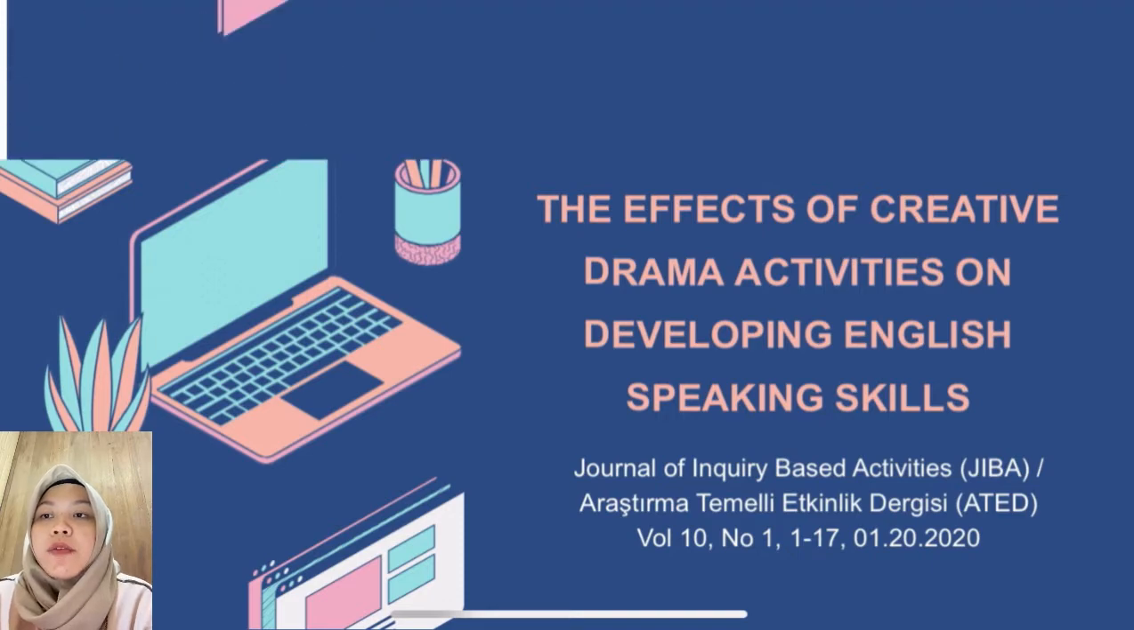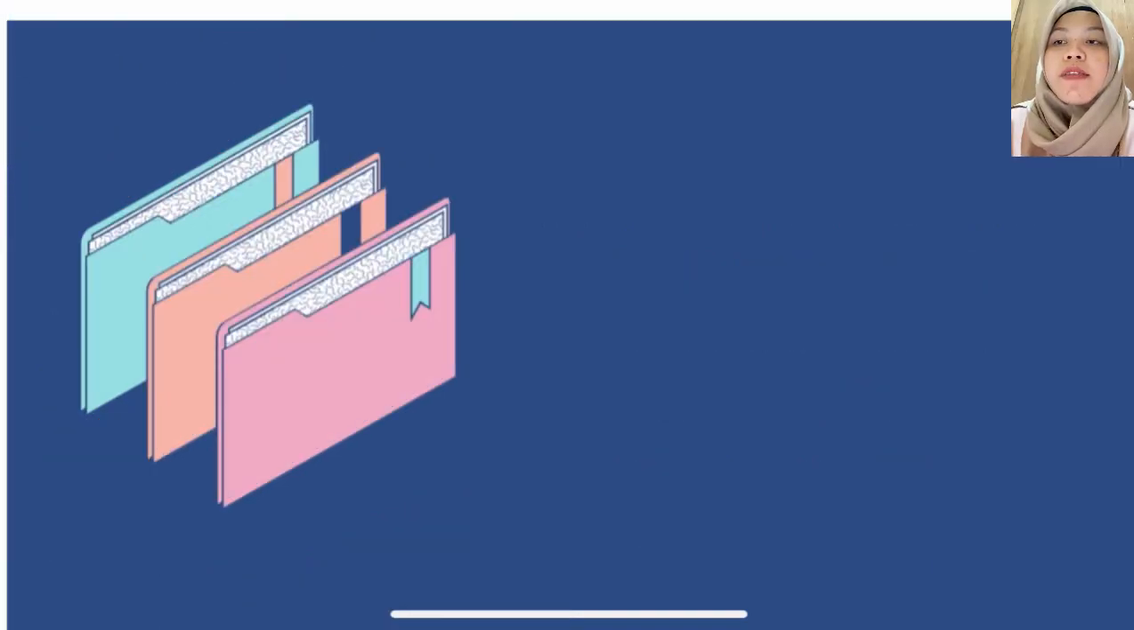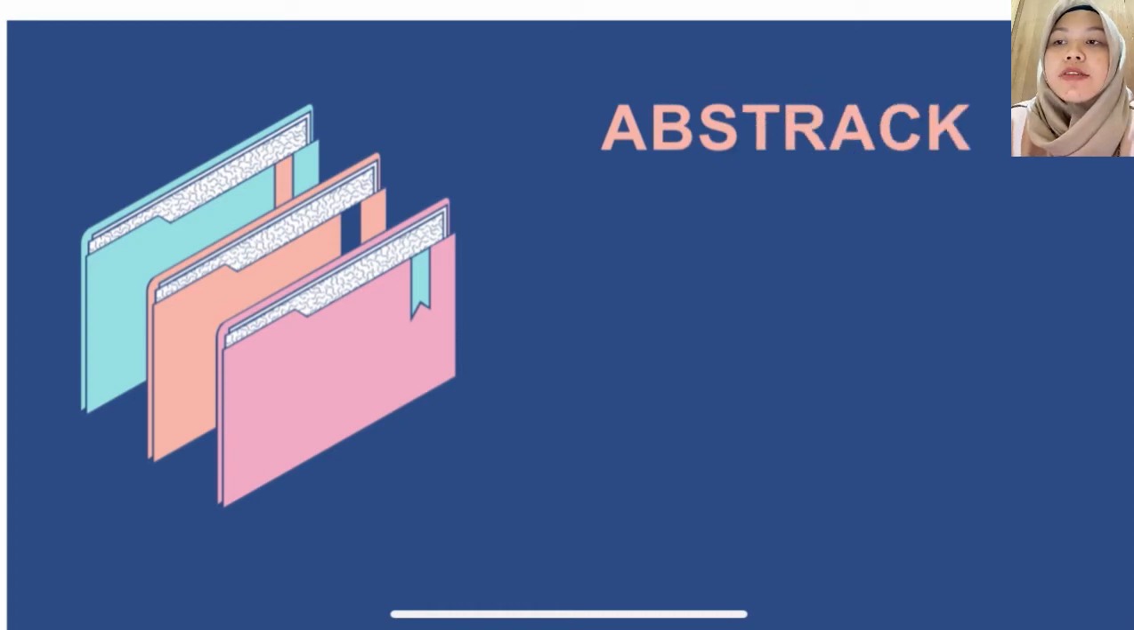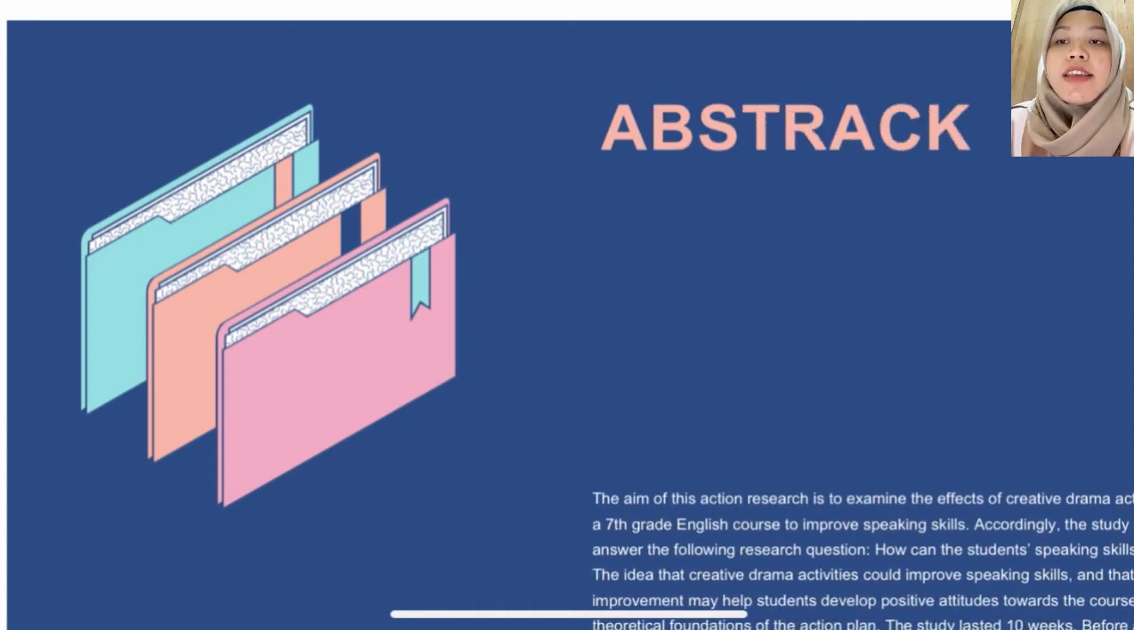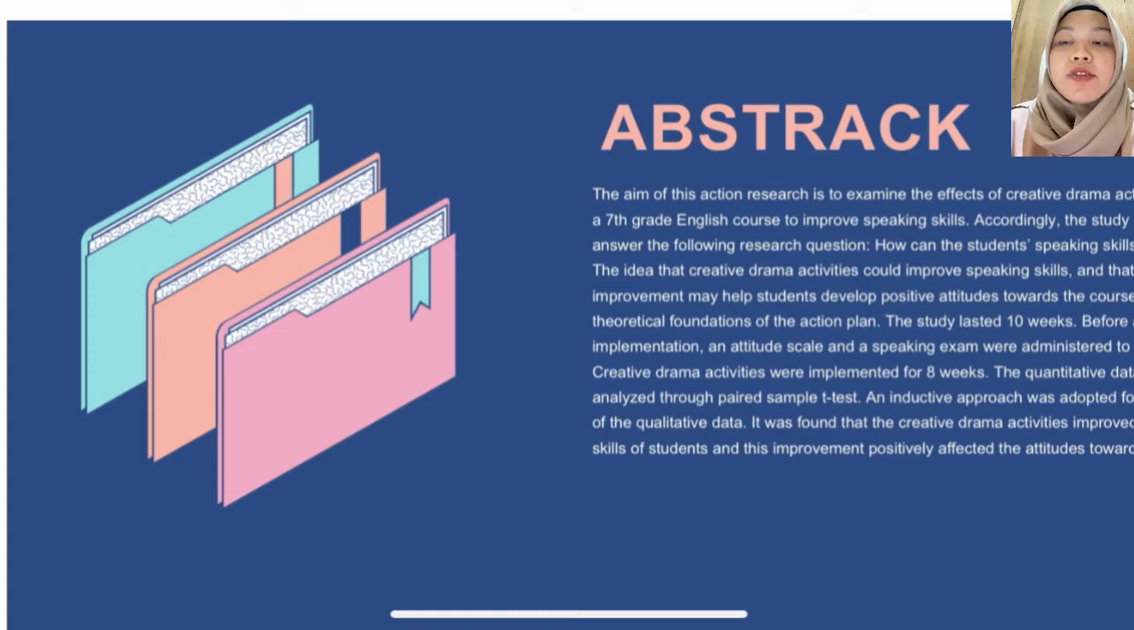First of all, it is good for us to know the purpose of this journal, which is in the abstract section. The aim of this action research is to examine the effects of creative drama activities used in a 7th grade English course to improve speaking skills. Accordingly, the study sought to answer the following research question. How can the students' speaking skills be improved?